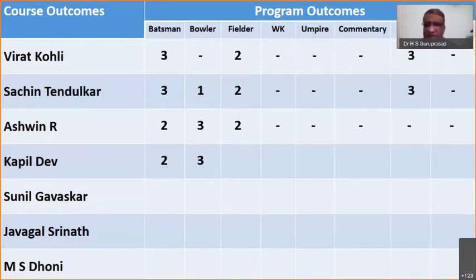Now, Kapil Dev to fielder. What is the mapping? 1, 2 or 3?